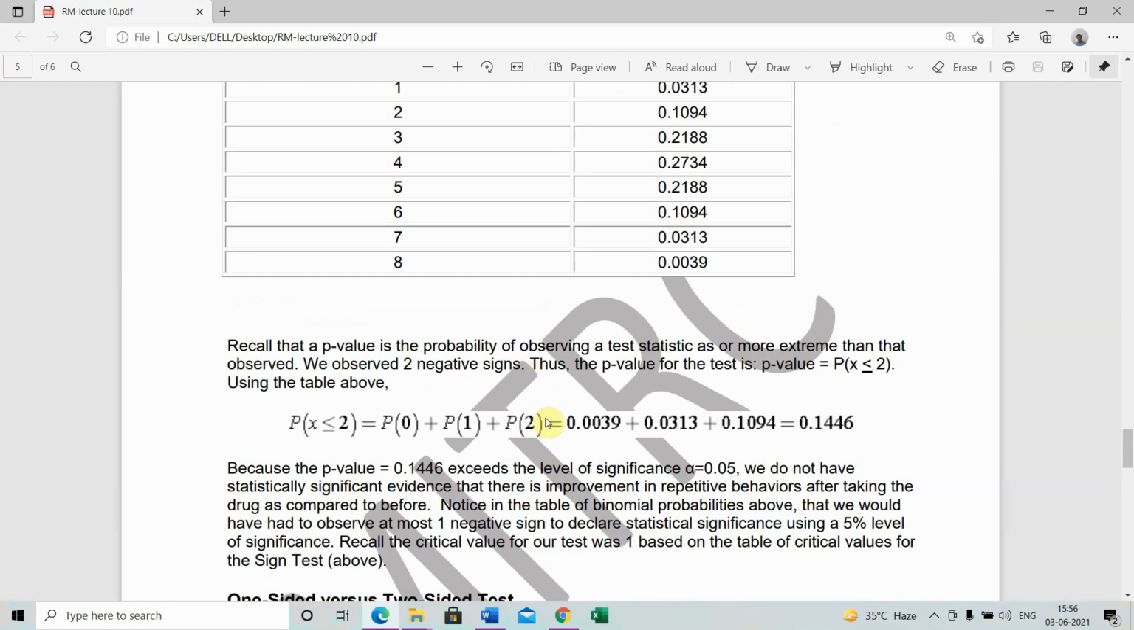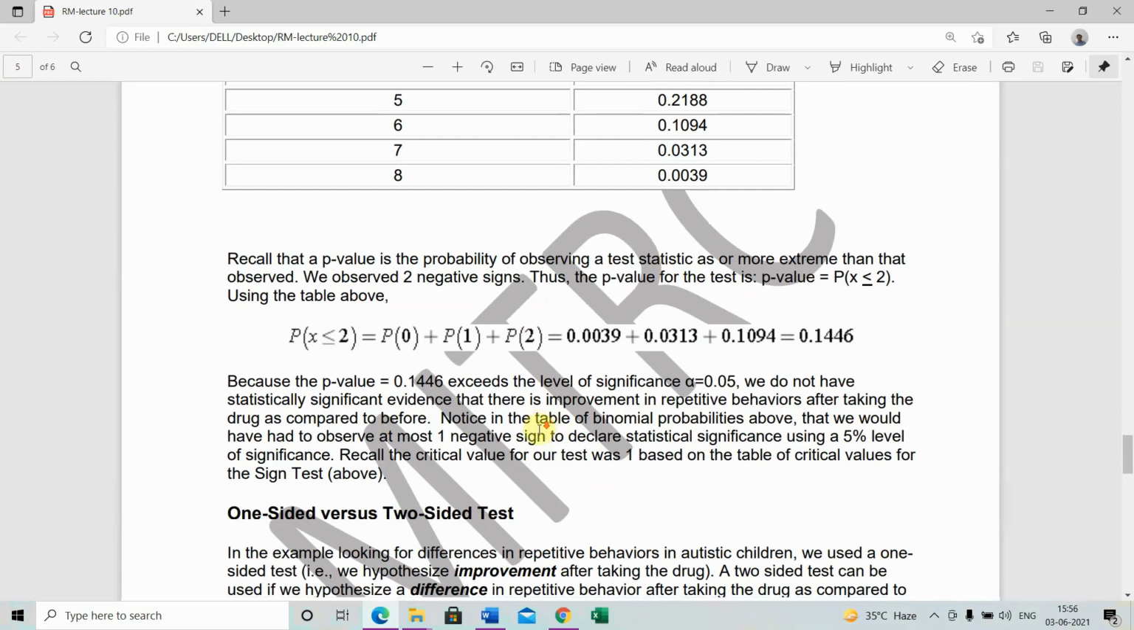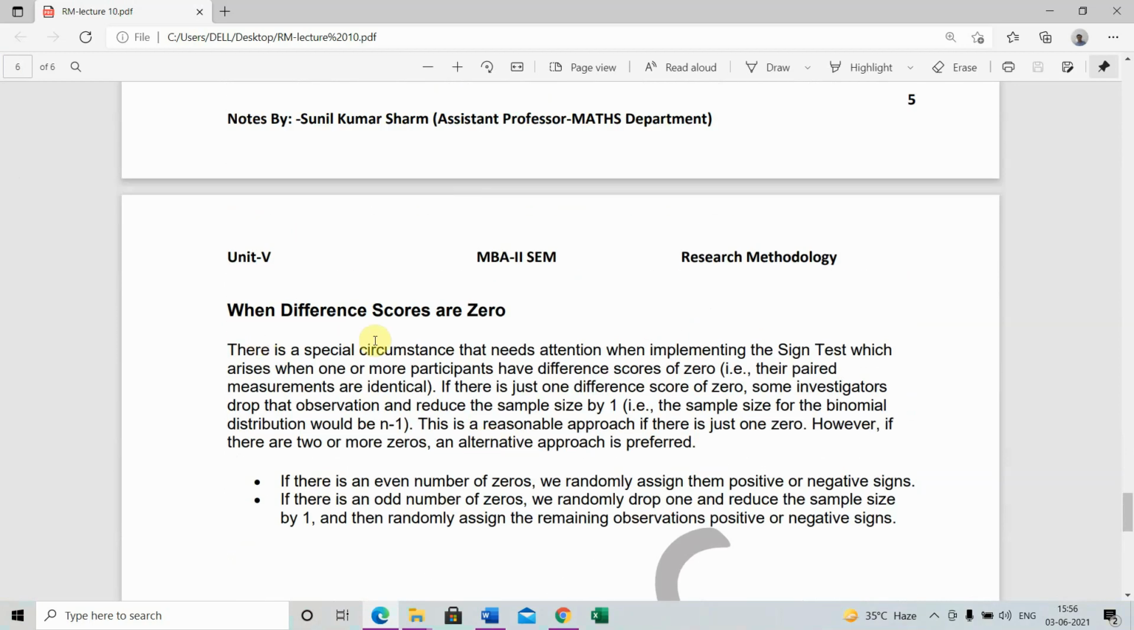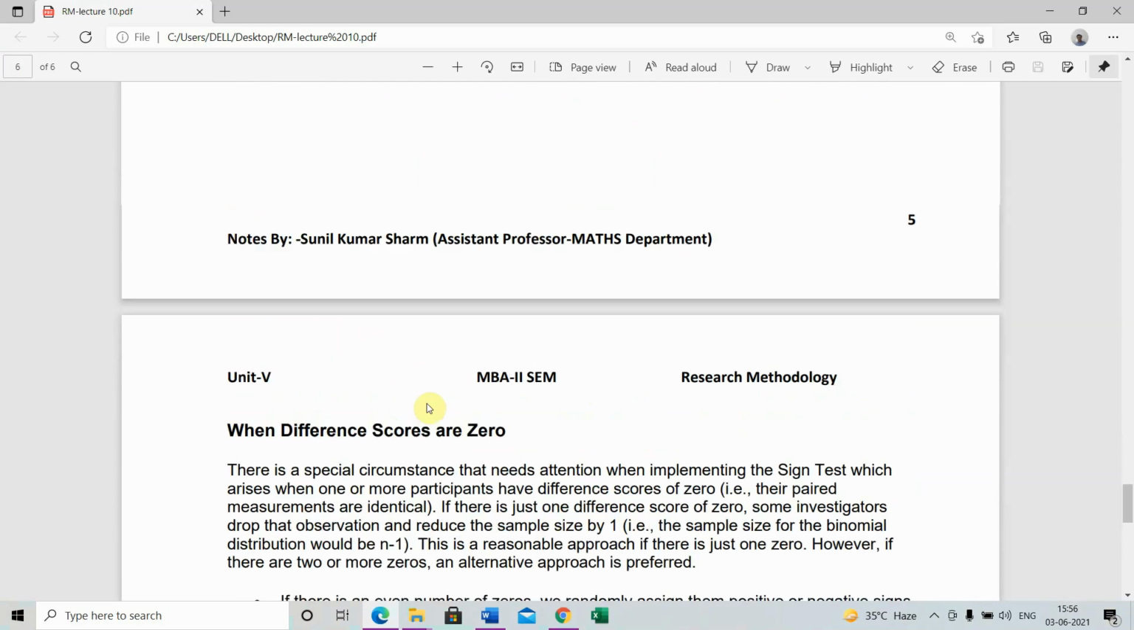This is the lecture. Next, one-sided versus two-sided tests and difference scores of 0. These are the other two topics here.